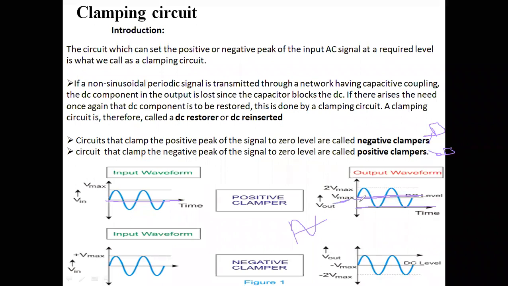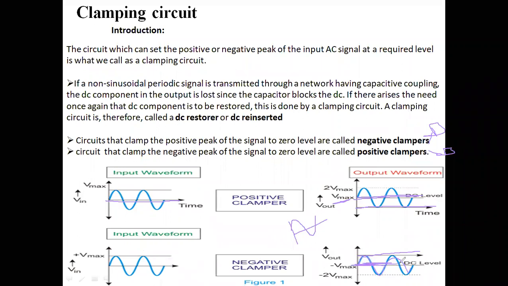Similarly, a negative clamper. Negative clamper means the complete waveform we are going to shift to the negative side. This is your 0 line. Complete waveform we are shifted towards the negative side. Here also the DC line we are shifted from 0 to minus Vmax. This is our DC component.